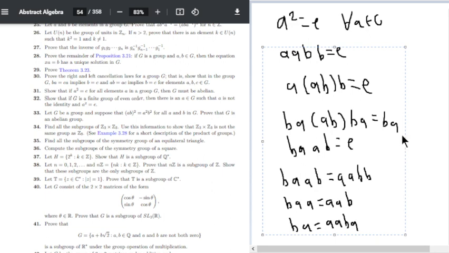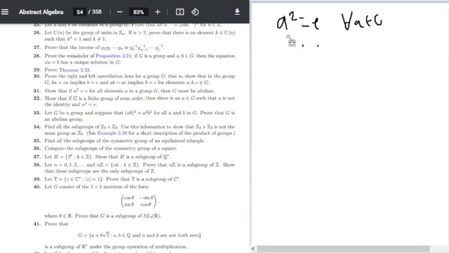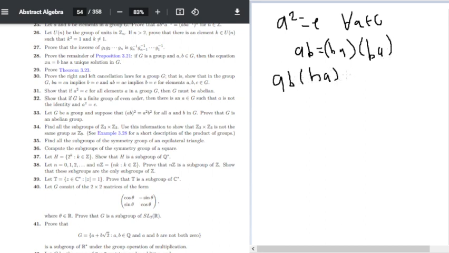So, okay, let me think about what we're ultimately trying to prove. We're ultimately trying to prove that AB is equal to BA. This is equivalent to saying that, if we multiply on both sides by BA, we get that ABBA is equal to... I feel like an idiot. I am a massive idiot. Okay, let's write out the full thing. Oh my gosh, okay.